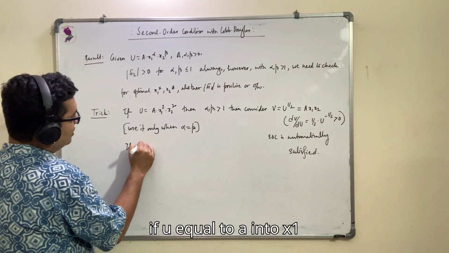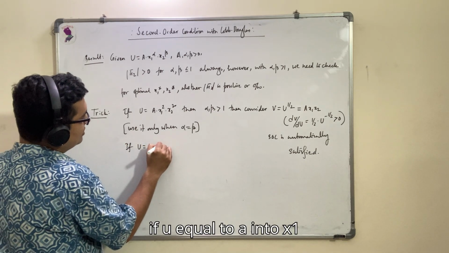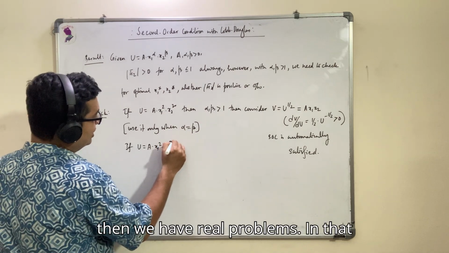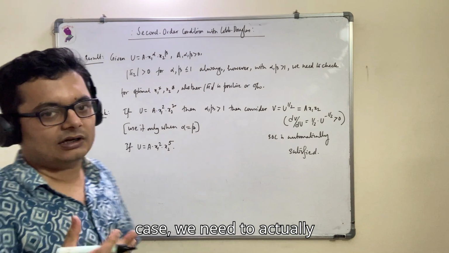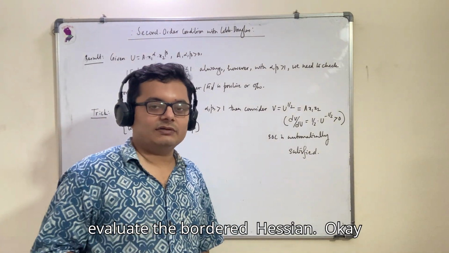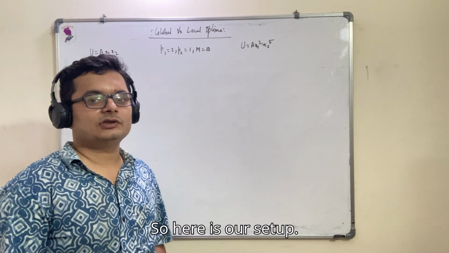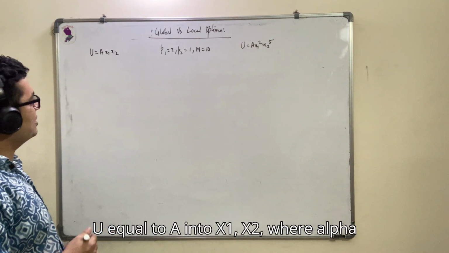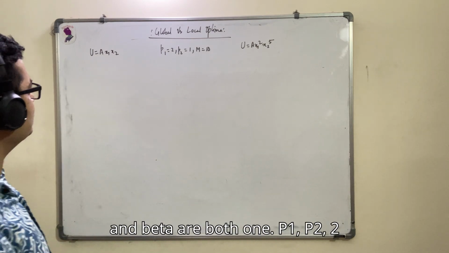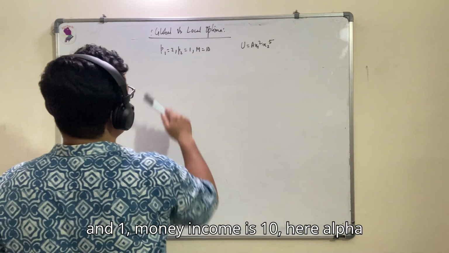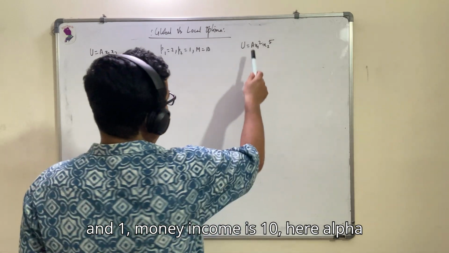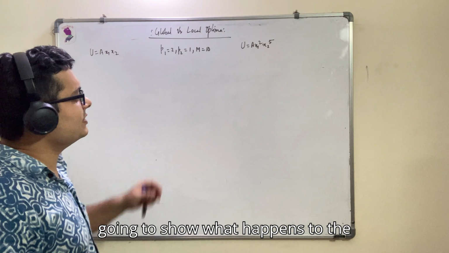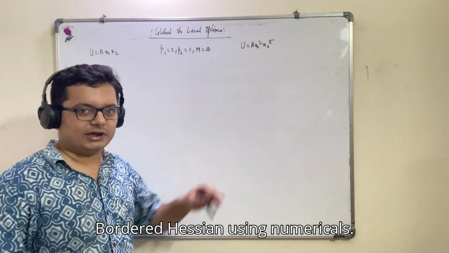For example, if u equals A into x1 squared x2 to the power 5, then we have real problems. In that case, we need to actually evaluate the border Hessian. So here is our setup. U equals A into x1 x2, where alpha and beta are both 1. P1, P2 are 2 and 1, money income is 10. Here alpha equals 2 and beta equals 5. We are going to show what happens to the border Hessian using numericals.